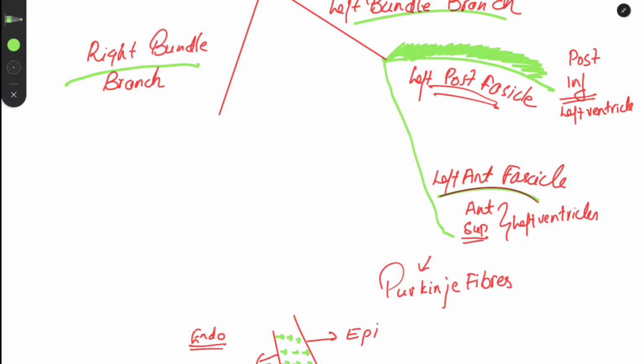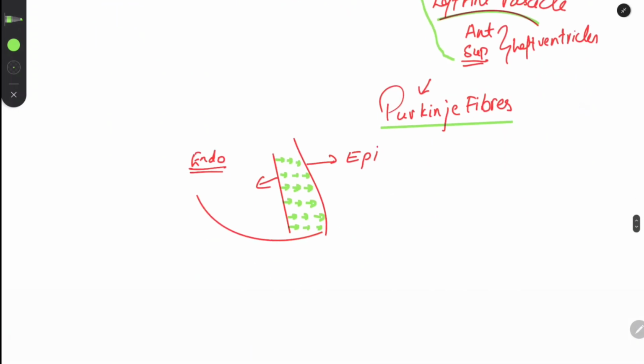The final point is that the impulse enters the Purkinje fibers. The Purkinje fibers help in the transmission of the impulses from the endocardium to the epicardium, which is the final point of the impulse transmission.